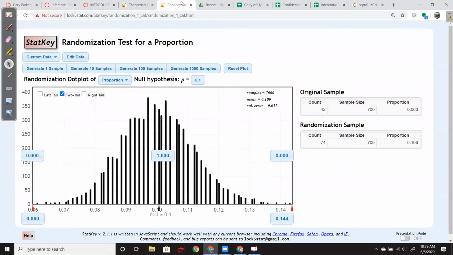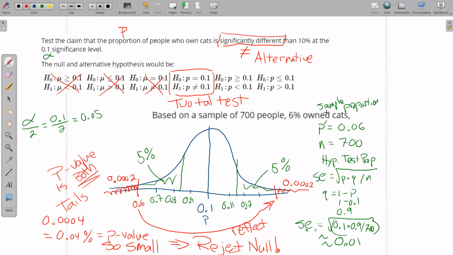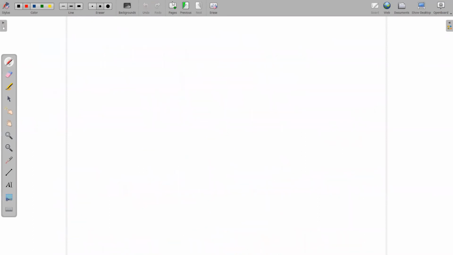All right, conclusion time. Let's see, new page. Come on, there we go.